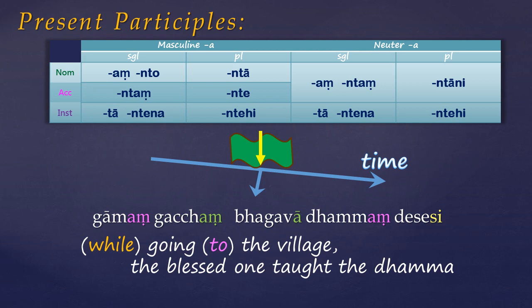So note that present participles are not called present because they necessarily occur in the present tense, but rather, as these examples show, the present participle occurs at the same time as the main verb.